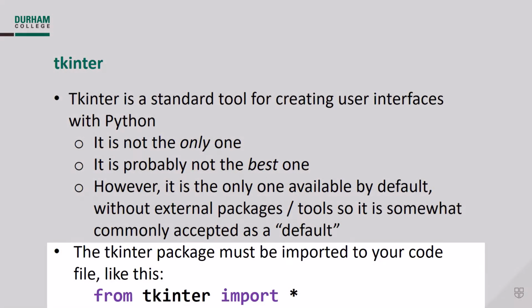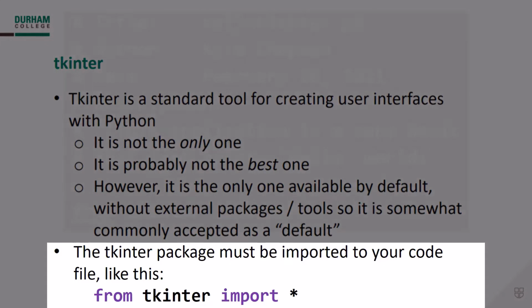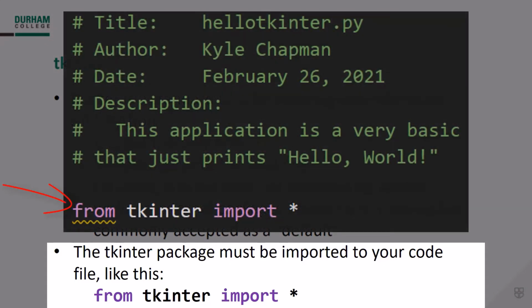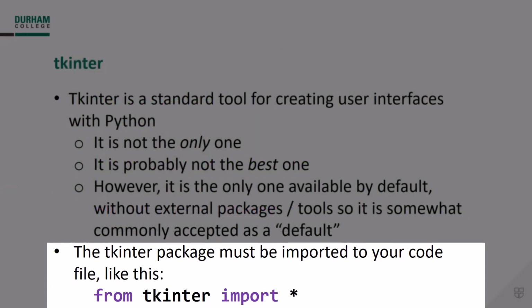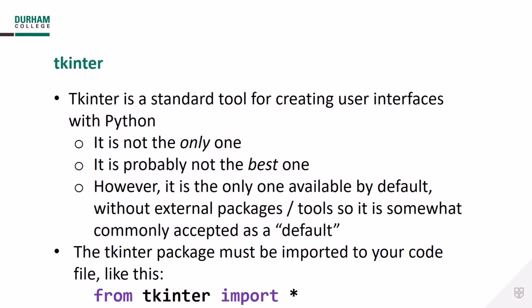To import the tkinter package, right at the start of your Python code file, right after your comment header, you import it. The typical way you'll do this is coding from tkinter import star, meaning import the entire package.